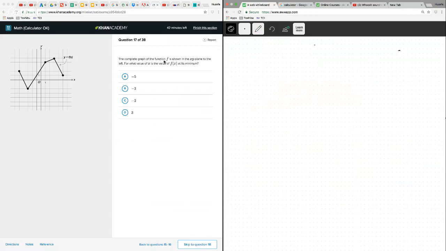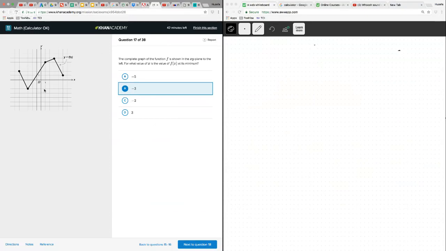Next, the complete graph of the function f is shown in the xy-plane. For what value of x is f at its minimum? Minimum, lowest value, right here. So this is -1, -2, -3. For what value of x, it's just -3. This is the dangerous answer because you might say it's at -2, but they're asking for the x value, not the f of x value.